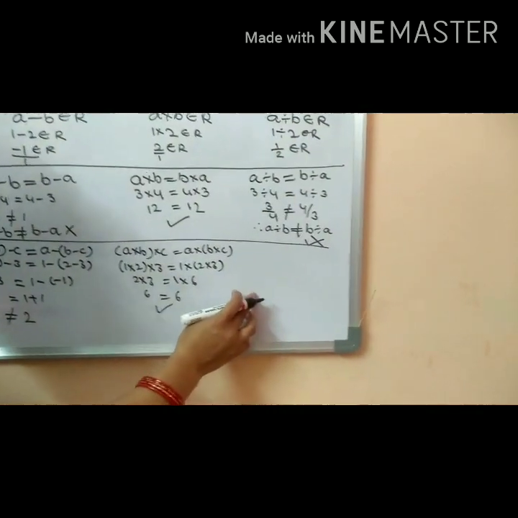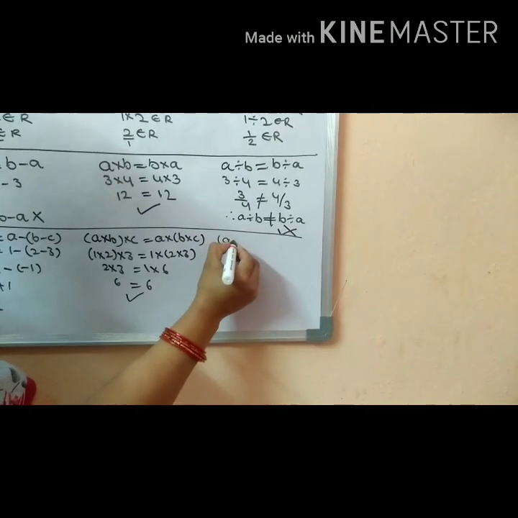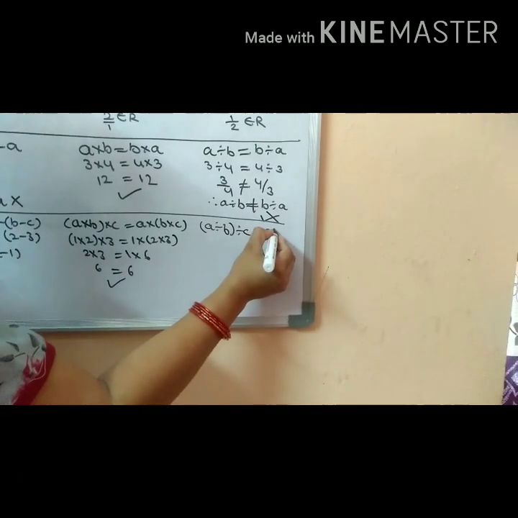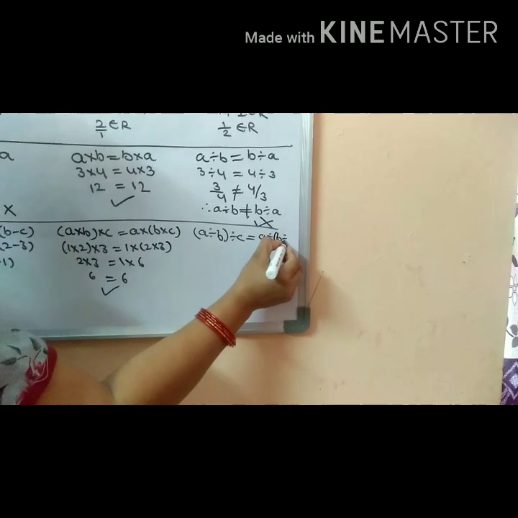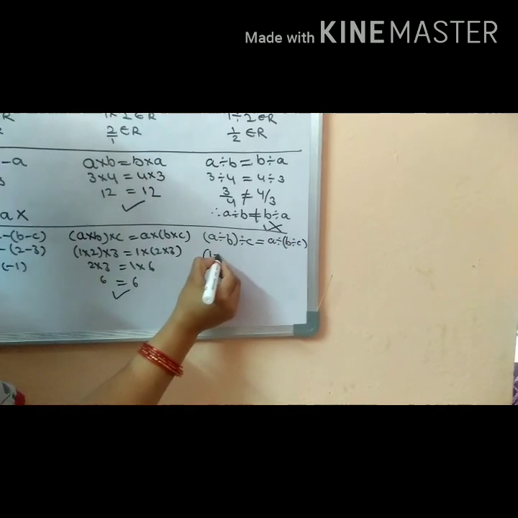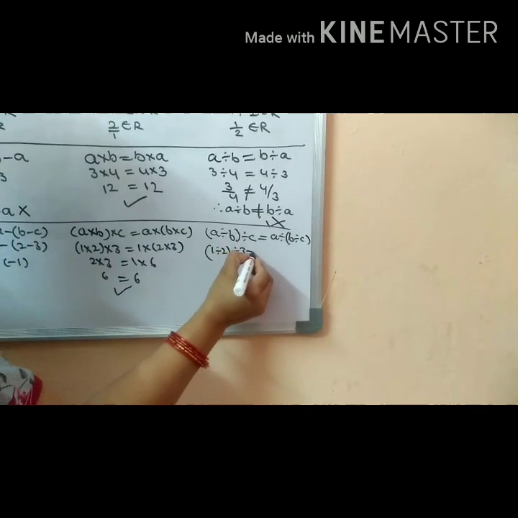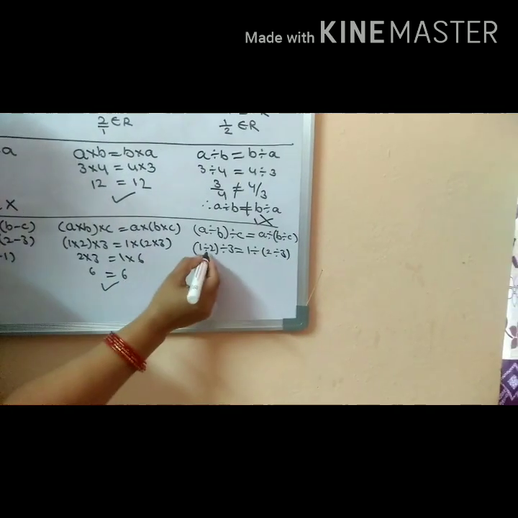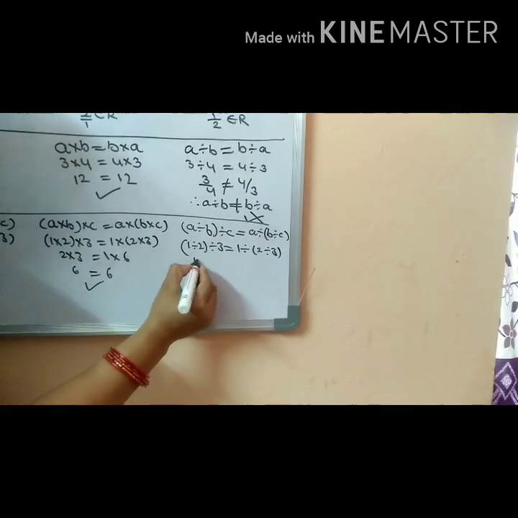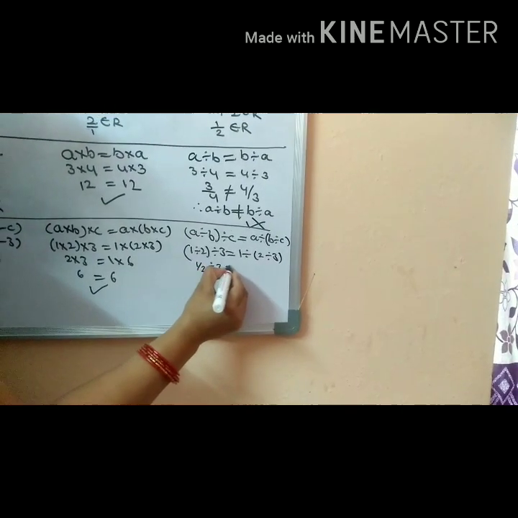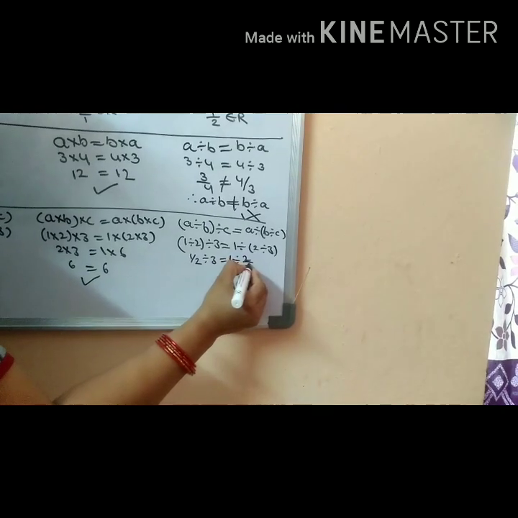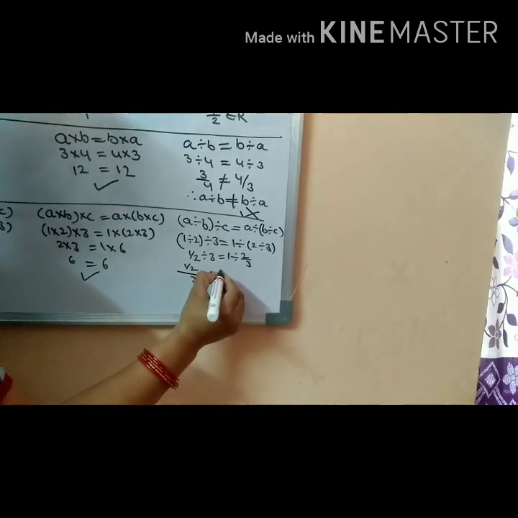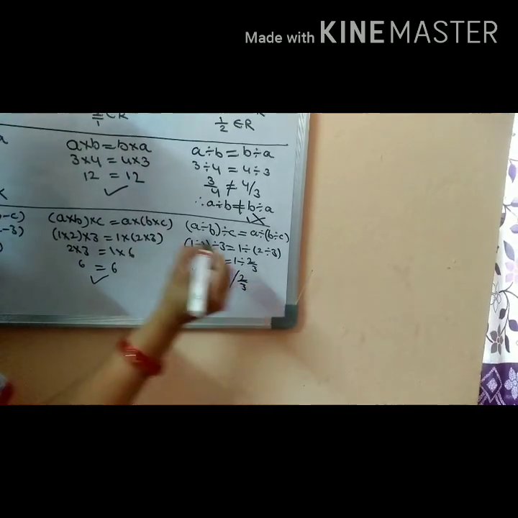Next, the division rule. What is the division rule? A divided by B divided by C equals A divided by B divided by C. It means 1 divided by 2 divided by 3 equals 1 divided by 2 divided by 3. First, solve the grouped numbers. 1 by 2 divided by 3 equals 1 divided by 2 by 3. In this case, 1 by 2 by 3 is equal to 1 by 2 by 3.